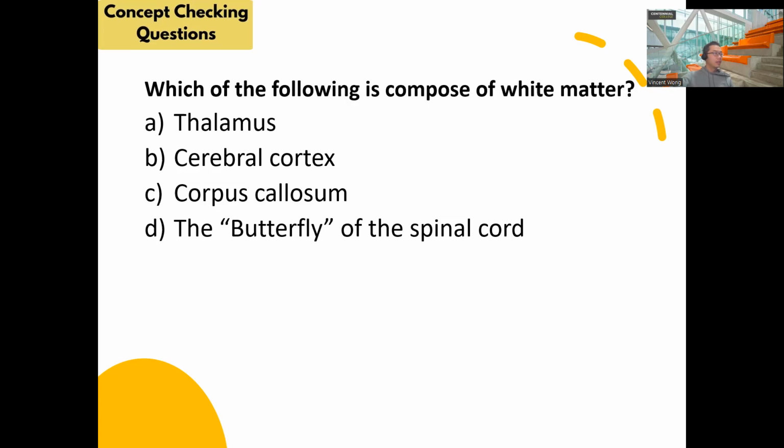Okay, thank you for those of you who participated. The correct answer is the corpus callosum, bundle of white matter that communicates between the two hemispheres. Thalamus is gray matter because it needs to process information, right? It needs to determine what goes through and what not, and where things go, right? Anytime you need to do some kind of information processing, you need to have the gray matter. Cerebral cortex means the outside of the cerebrum, that is gray, and the butterfly, the center of the spinal cord, that is also gray as well.